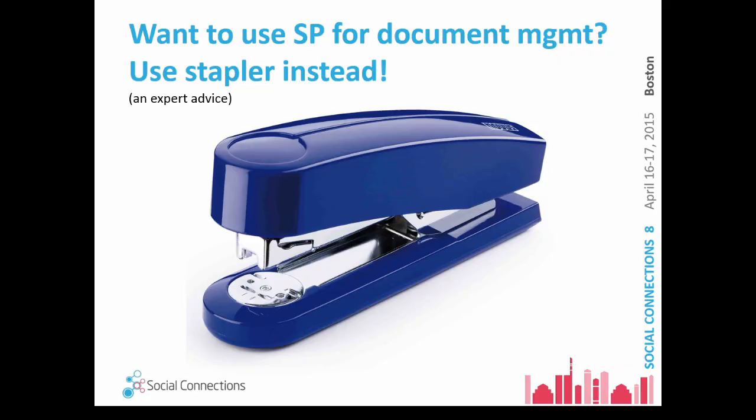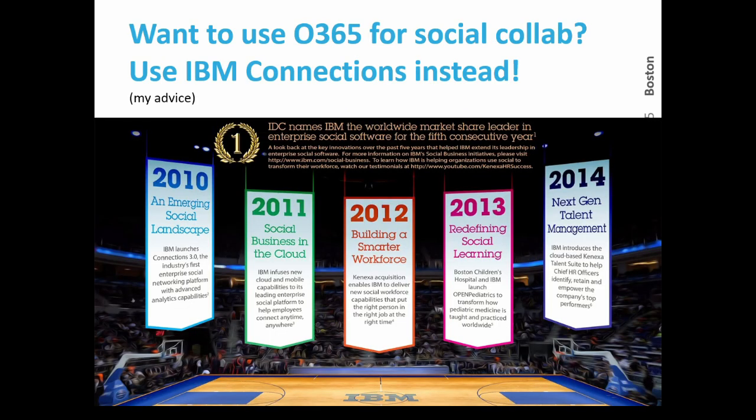A couple of years ago, I was talking to an enterprise content management expert in my country who told me, if you want to use SharePoint for document management, you should rather buy a stapler and some folders. So I would give you a similar recommendation. If you want to use Office 365 for social collaboration, you should use IBM Connections instead. With IBM Connections, you have much better chances to improve sharing and communication and collaboration within your organization and to receive better business outcomes.